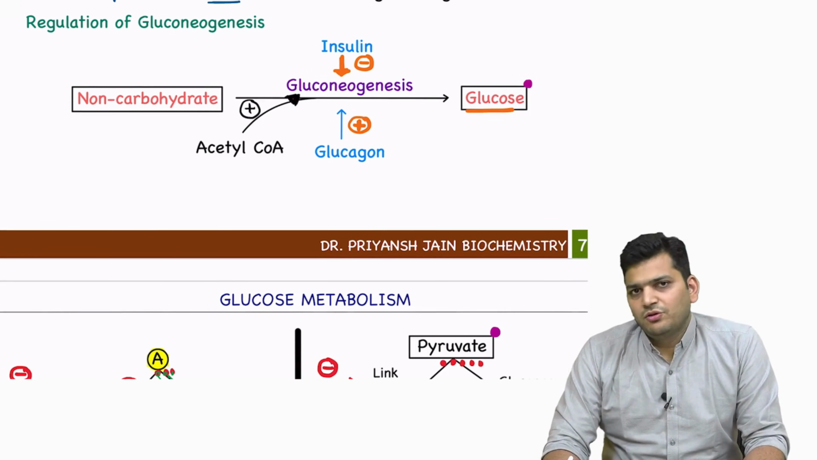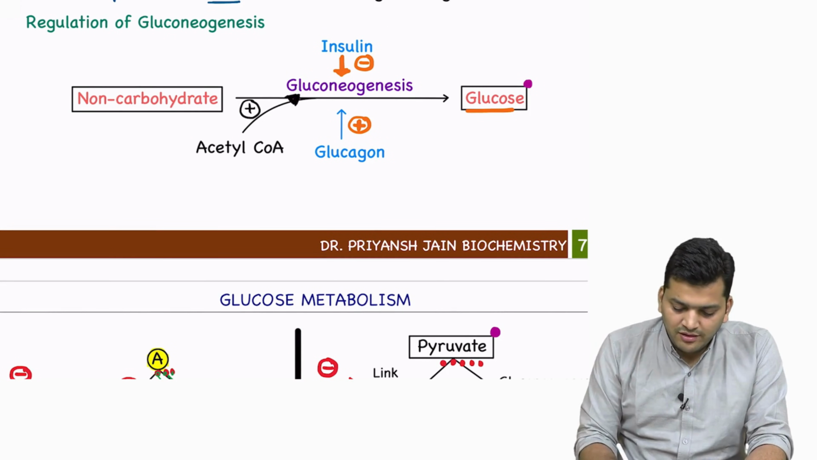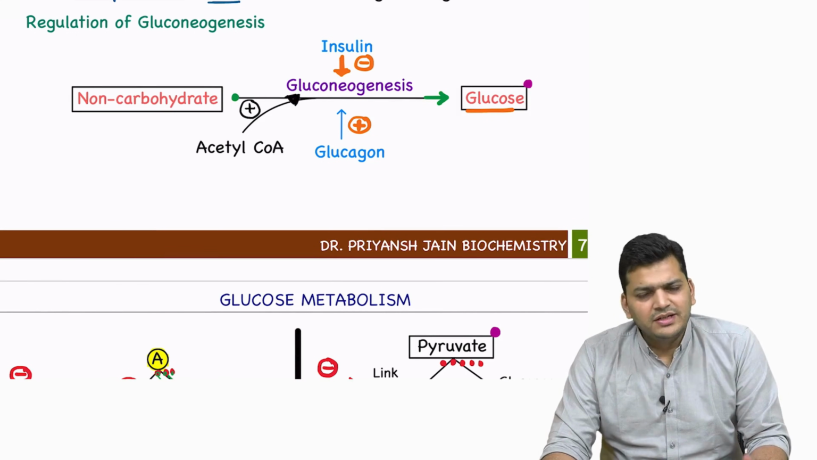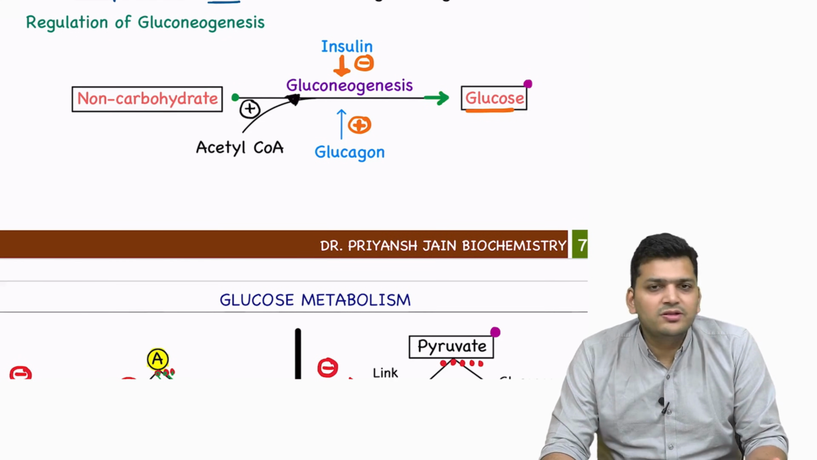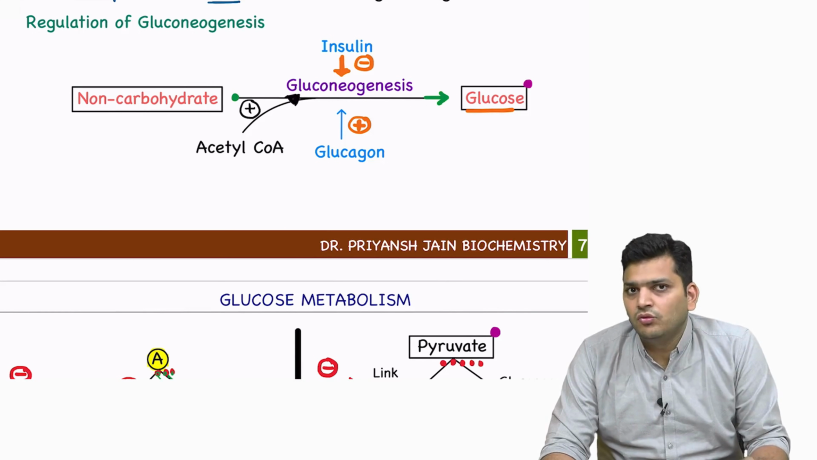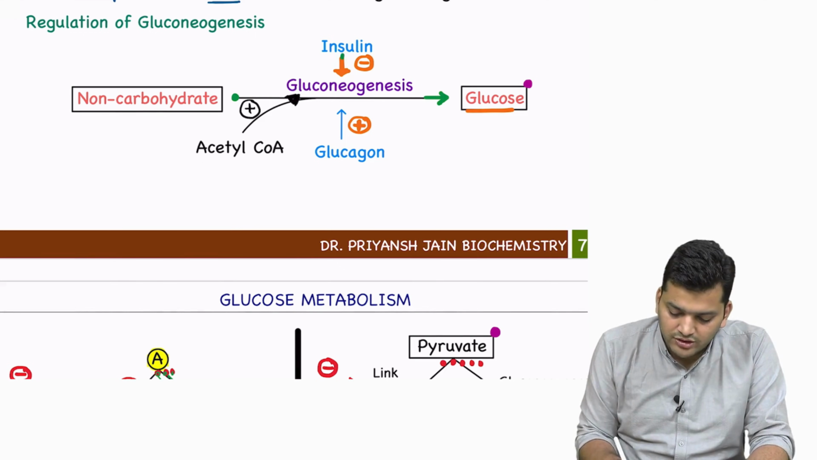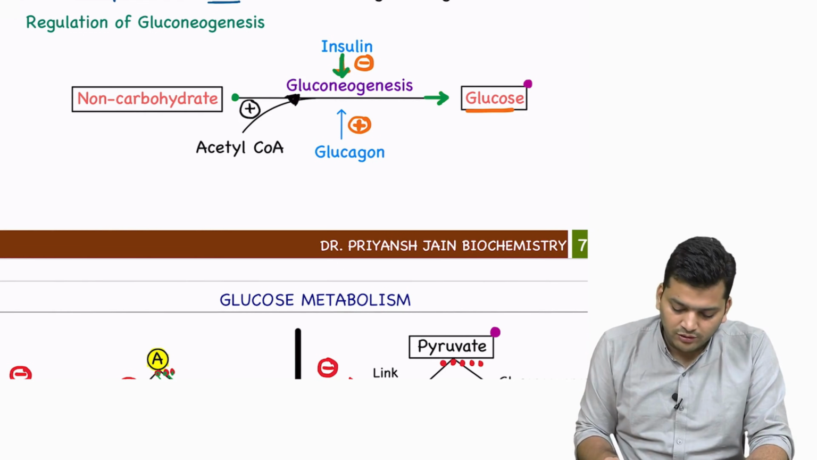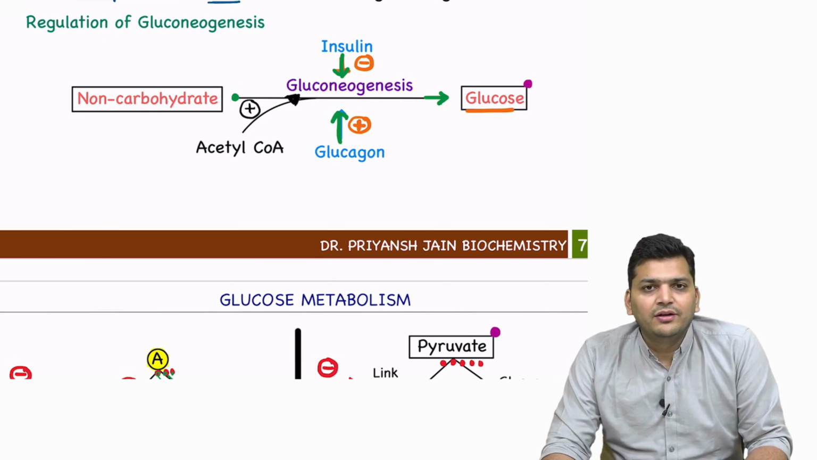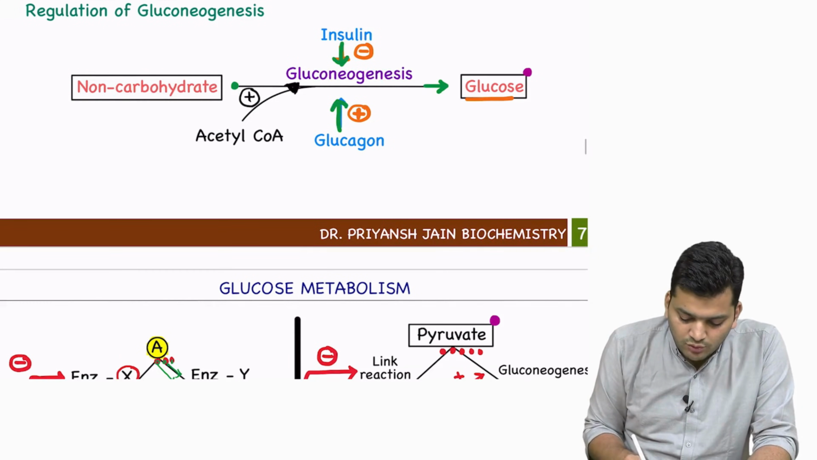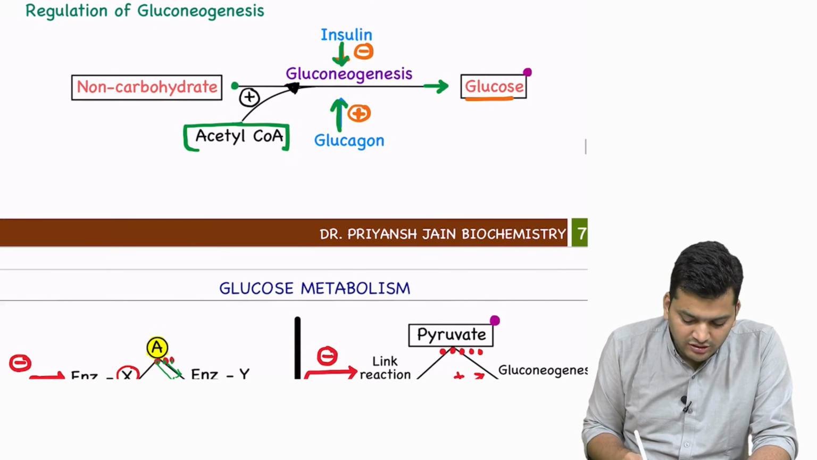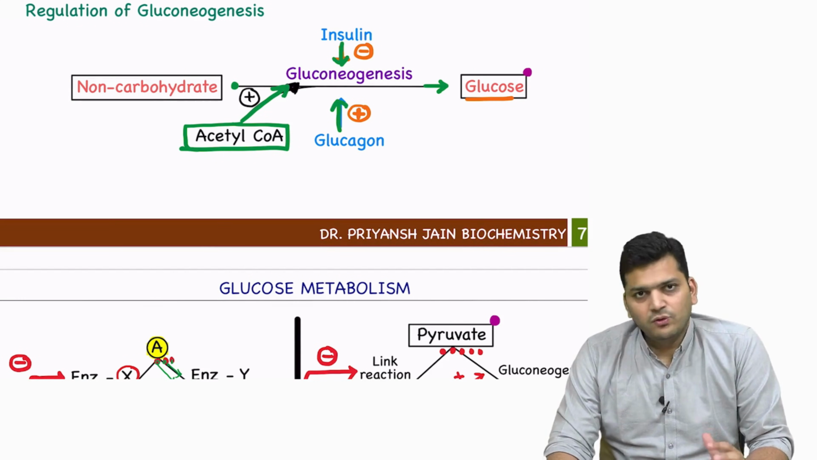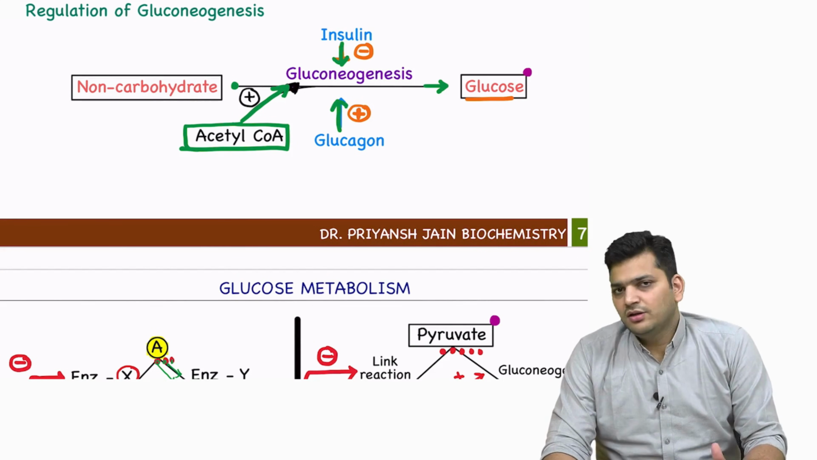Now coming to the regulation of gluconeogenesis. When it comes to regulation, what are we doing? From the non-carbohydrate substrate, we will make the glucose. Does insulin want to make glucose? No, insulin never supports such reactions where the glucose is a product. So insulin is going to be a strong inhibitor of gluconeogenesis. Who wants to make glucose? Glucagon. Glucagon is going to be a stimulator. We know that acetyl-CoA is not a substrate of gluconeogenesis. It is not a substrate, but yes, it can stimulate the gluconeogenesis.